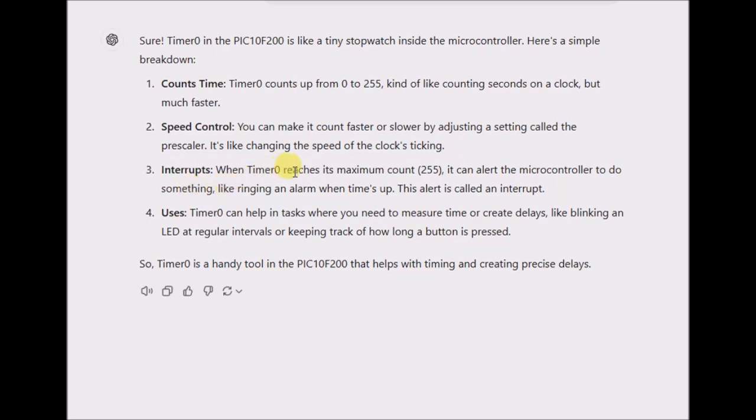Sure, Timer 0 in the PIC10F200 is like a tiny stopwatch inside the microcontroller. Here's a simple breakdown. 1. Counts time. Timer 0 counts up from 0 to 255, kind of like counting seconds on a clock, but much faster. 2. Speed control. You can make it count faster or slower by adjusting a setting called the prescaler. It's like changing the speed of the clock's ticking. 3. When Timer 0 reaches its maximum count, 255, it can alert the microcontroller to do something, like ringing an alarm when time's up. This alert is called an interrupt. 4. Uses. Timer 0 can help in tasks where you need to measure time or create delays, like blinking an LED at regular intervals or keeping track of how long a button is pressed. So, Timer 0 is a handy tool in the PIC10F200 that helps with timing and creating precise delays.